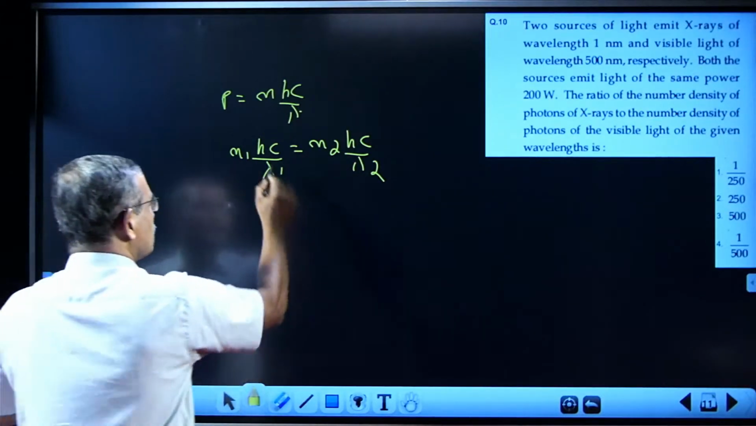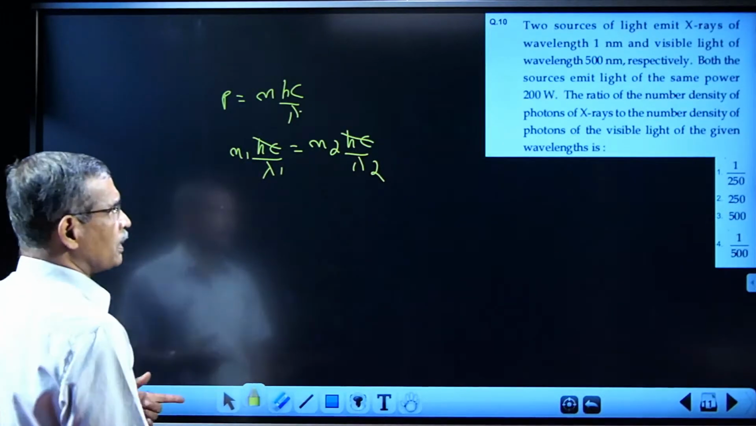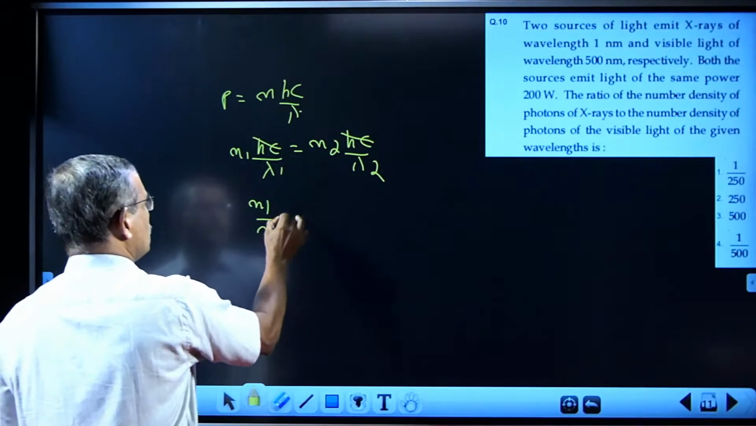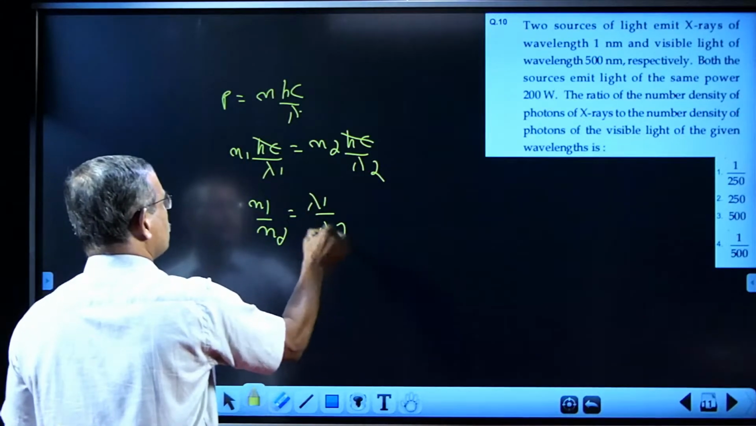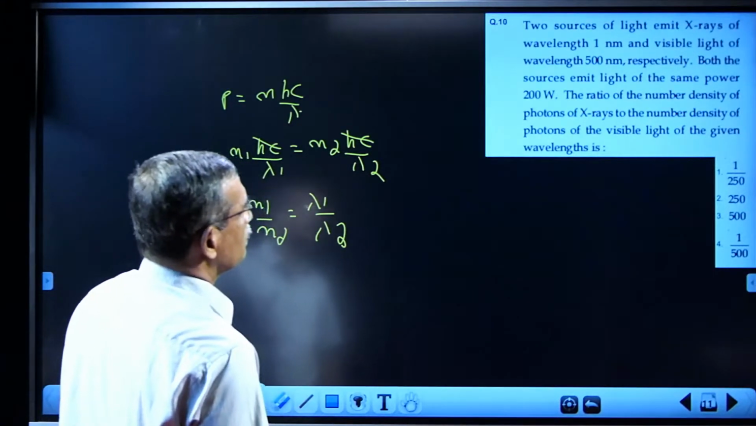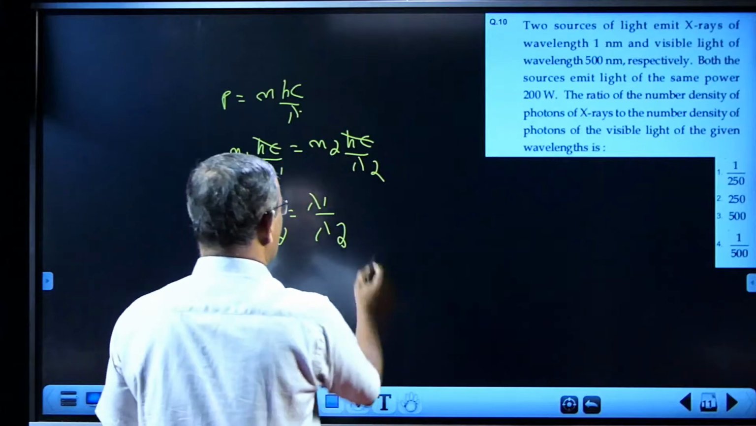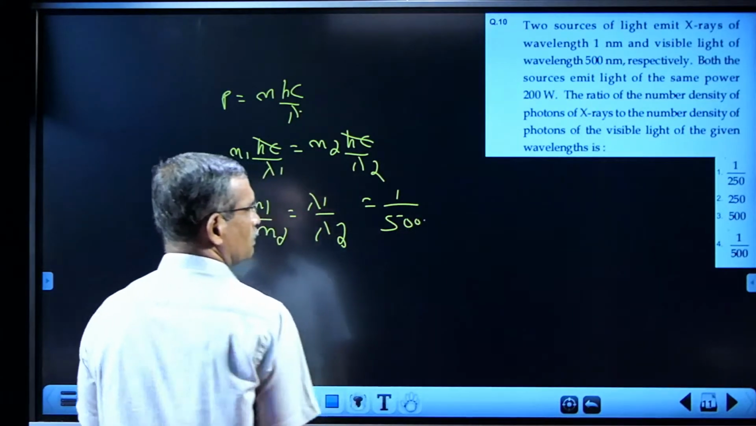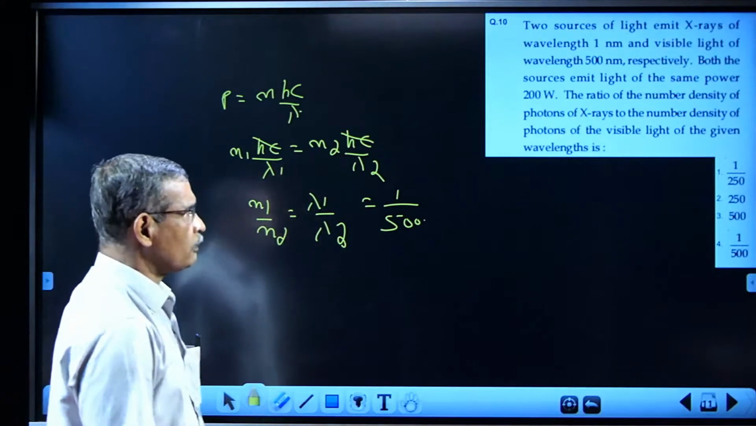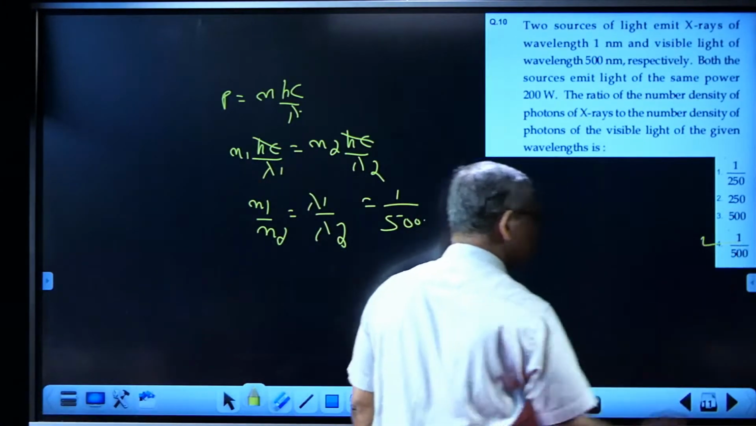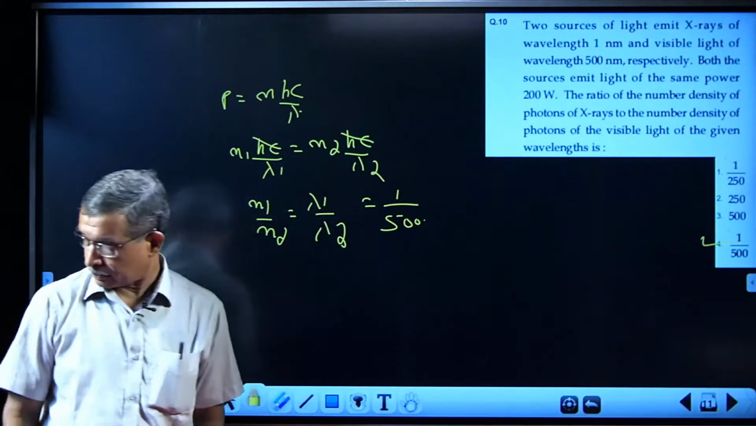Power is the same, so it cancels out. And the question is the number density, so n1 by n2 is equal to lambda 1 by lambda 2. Lambda 1, for the X-ray, is 1 nanometer, by 500. So it's equal to 1 by 500, and the answer is option 4.